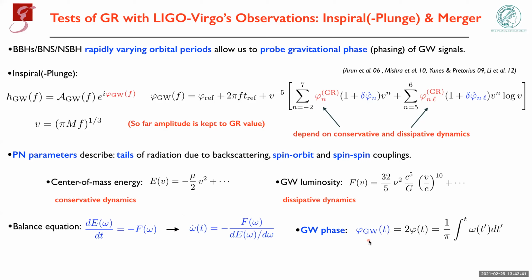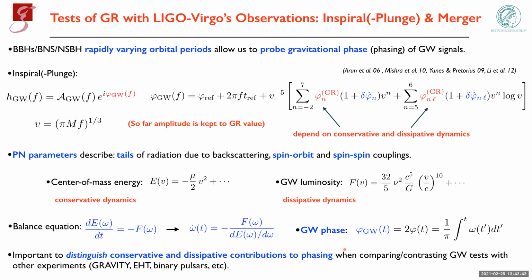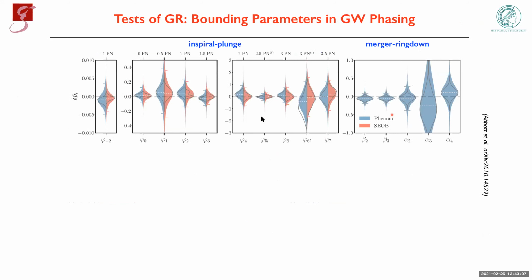the gravitational waveform. So this is interesting because if you were doing some comparison with, again, GRAVITY, EHT, etc., you have to keep this in mind, because in these other tests you are going to probe just the conservative part of the dynamics. So you would need to disentangle or distinguish the conservative and dissipative parts in these contributions. So let me discuss the results.